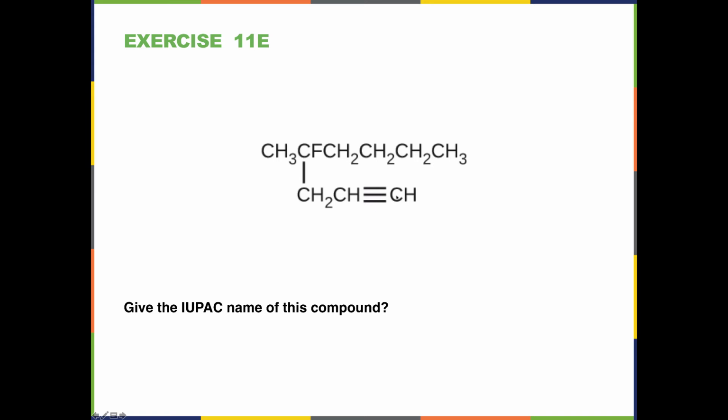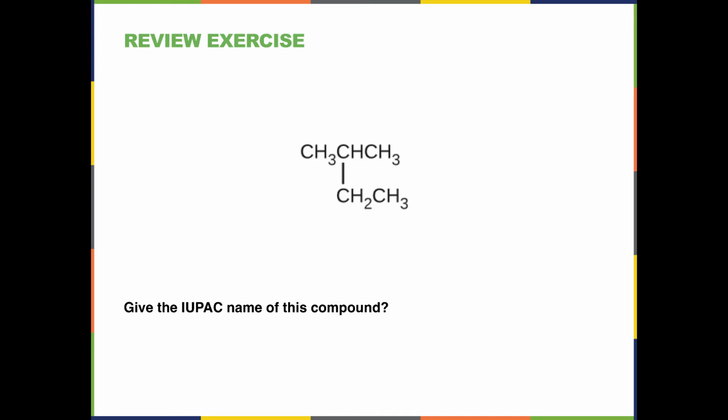So it's 1, 2, 3. So the fluorine's on the 4th carbon here, right? So you have 4-fluoro, and you also have a methyl here, so it's 4-fluoro, 4-methyl, 1-octyne. You can put the 1 on the end to show that the triple bond is on the end. So 4-fluoro, 4-methyl, octyne.